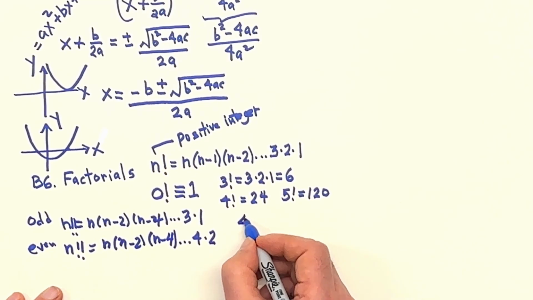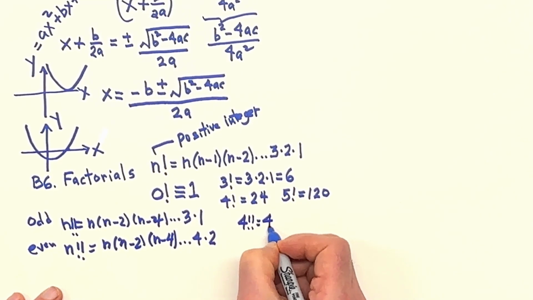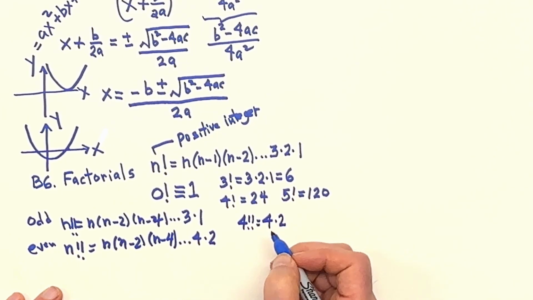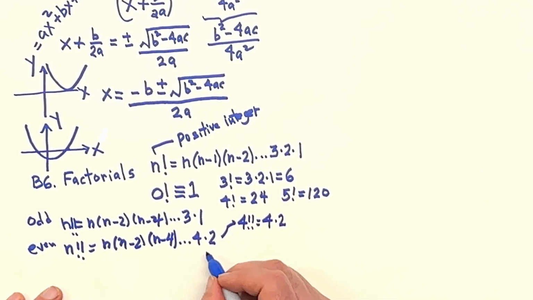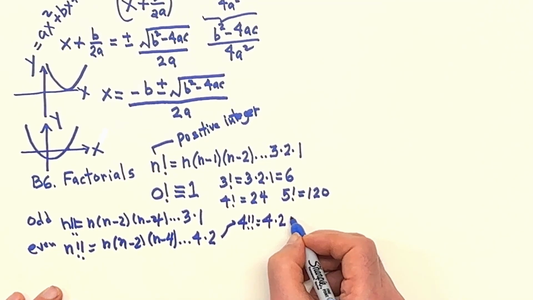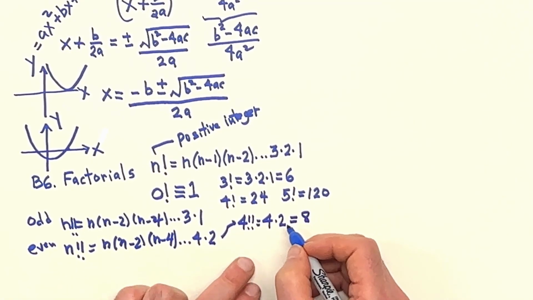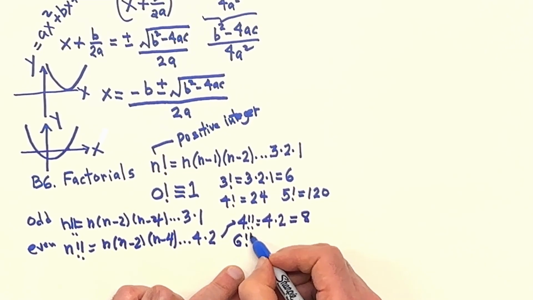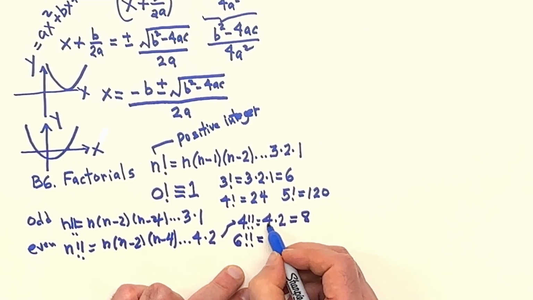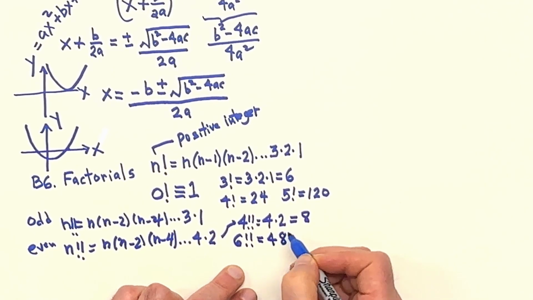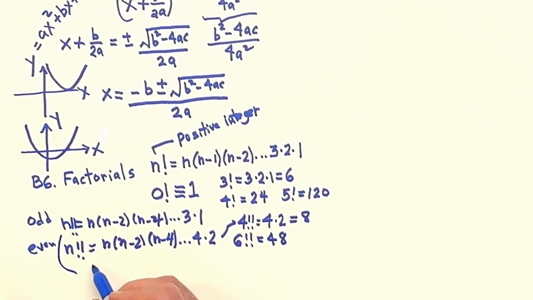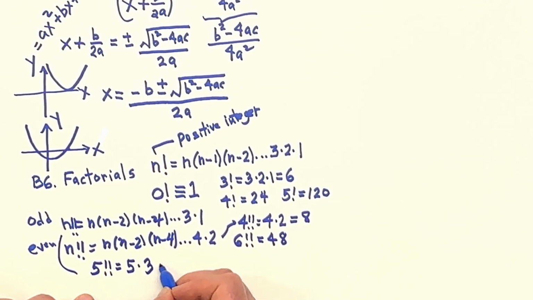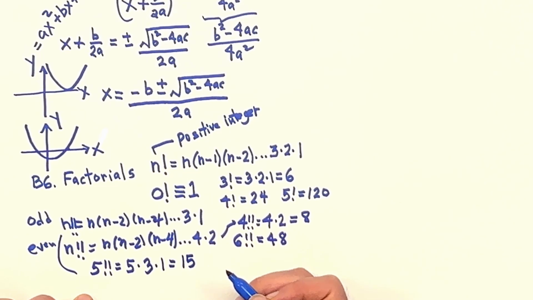So example here, 4 double factorial would be 4 times 2, and you're finished, because that's an even case. That's this down here. See the last 2 there. 4 times 2, and that's equal to 8. And then if you had a 6 double factorial, you would then have a 6 times 8. That would be 48. For the odd case, if you had 5 double factorial, you would have 5, then you subtract 2, you get 3, subtract 2, you get 1, you're finished. And that's, say, 15.